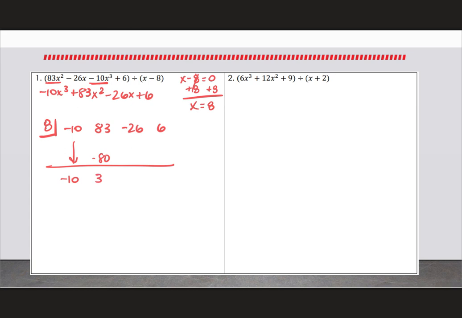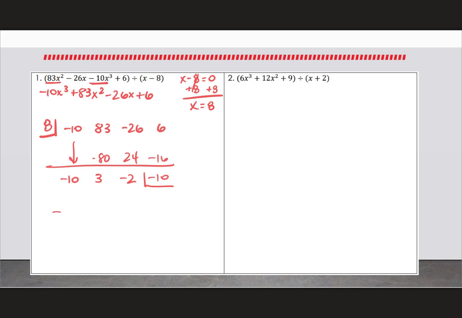So I'm going to multiply again. 8 times 3 is 24. Negative 26 plus 24 is going to give me negative 2. 8 times negative 2 is negative 16. 6 plus negative 16 is going to give me negative 10. And negative 10 is going to be my remainder.